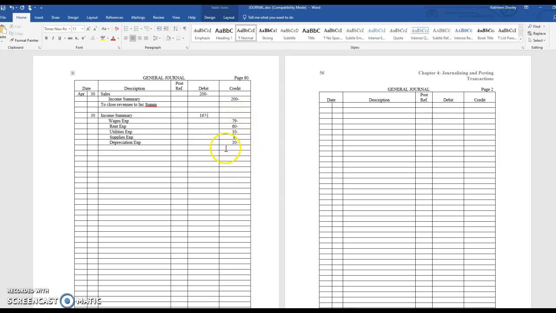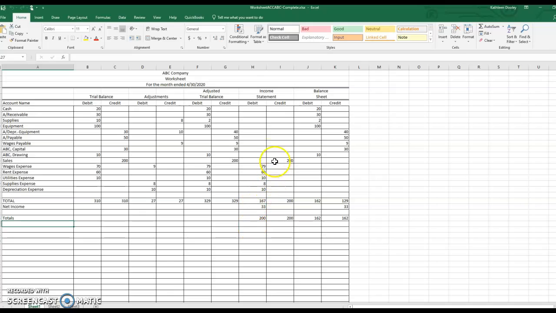Now my total debits equal my total credits for this journal entry. I'm going to go down and put my explanation: to close expenses to income summary. Okay. So we've now done step 1. We've closed out the revenues. We've done step 2. We've closed out the expenses, both into income summary. Now step 3 is to close income summary into capital.